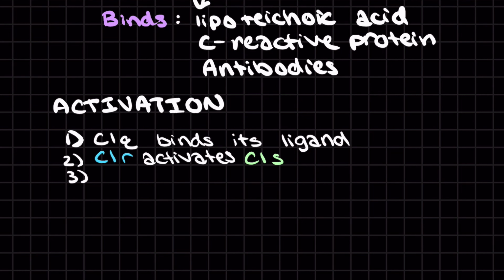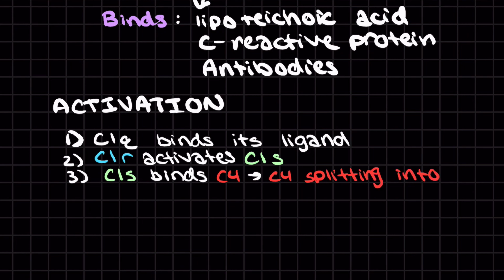So C1s binds C4, which leads to C4 splitting into C4a, the small fragment, and C4b, the large fragment. This large fragment, C4b, can again interact with C2, and that's going to be our next step.